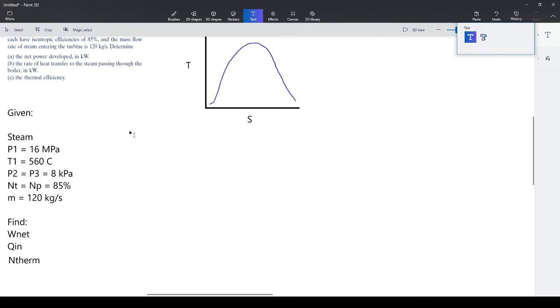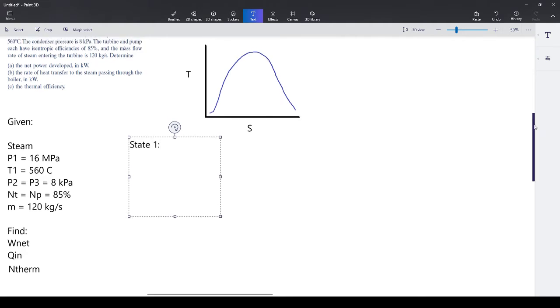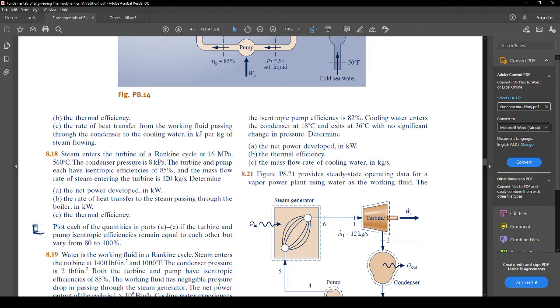So let's start with state 1 as usual. State 1, this is going into the turbine. Let's go back to this really fast.